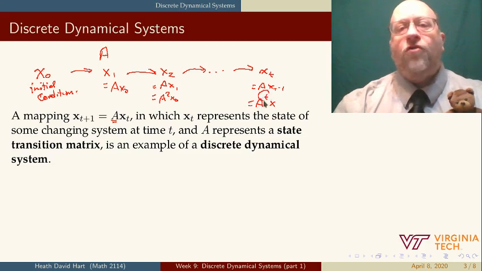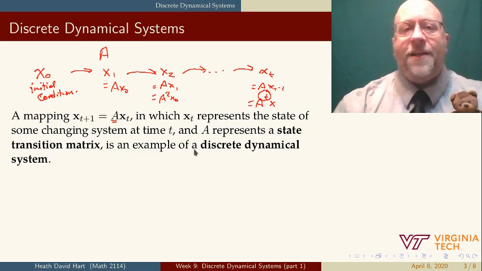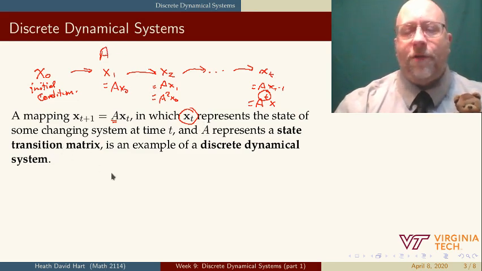And if we want to describe what happens over a long period of time as t gets large, we don't want to have to multiply out A to the t. We would like to be able to use eigenvalues and eigenvectors to simplify that. That's the idea. We have a vector that represents the state of the system at any given time, and then we have this matrix A that represents how that state transitions from one time period to the next. Let's look at an example.